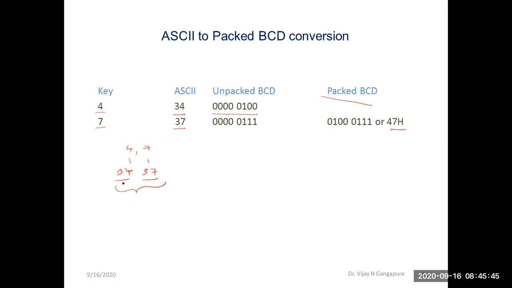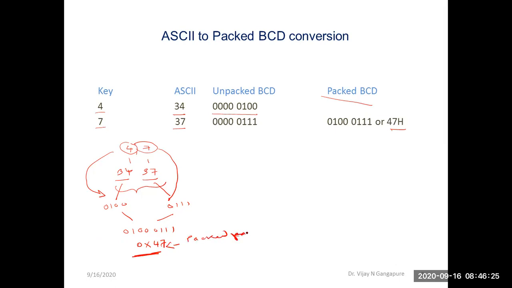Means in the upper nibble, this 34 represents BCD number 4 and its BCD representation is 0100, and 37 represents decimal number 7 and its BCD representation is 0111. So this will produce packed BCD 01000111, that is in hex 0x47. So this is what we want, that is a packed BCD number.